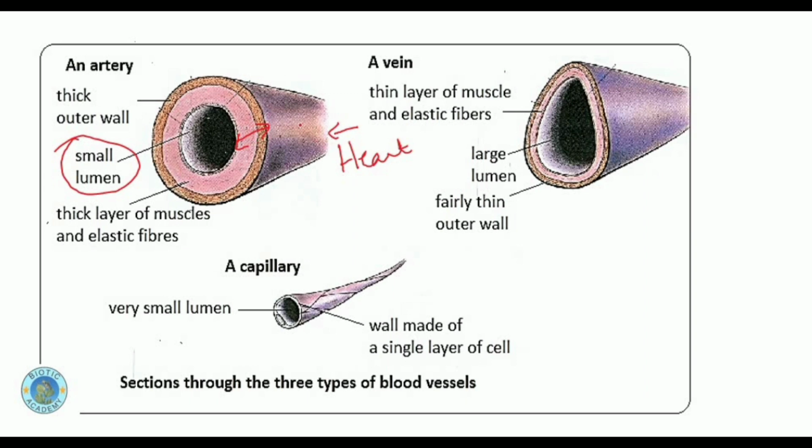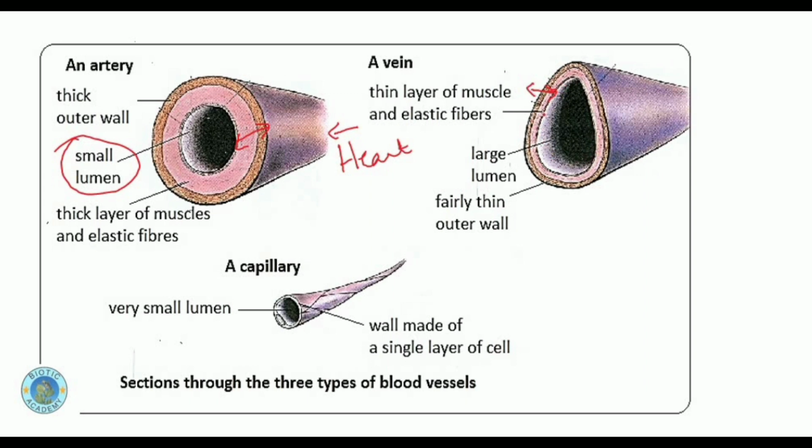So the heart is present at the end of the artery, and the blood is coming with high speed and pressure. But in the case of the vein, there is no heart present at the other end, so the flow of blood is very low in them. That is the reason they don't need a very thick muscular layer outside. You can see a thin layer of muscle and elastic fibers over here. They are very thin compared to the artery, and as a result of this thin layer of muscle, the internal lumen is very broad. It's a very large lumen.